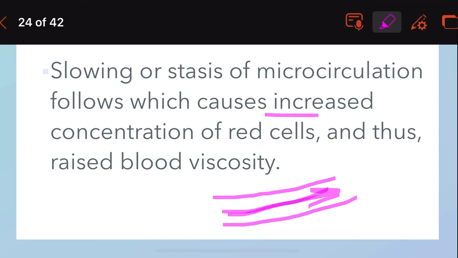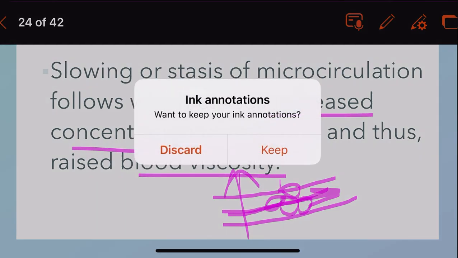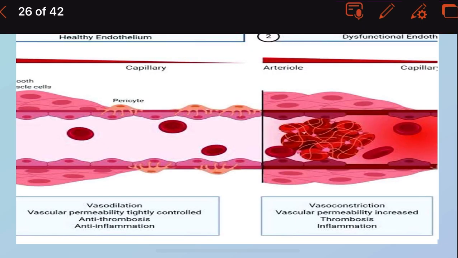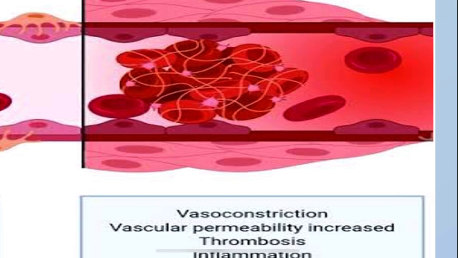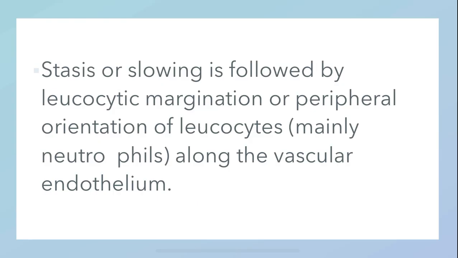It is to increase the concentration of red cells, so the red cells concentration is increased and the blood's viscosity is increased because of this. Now you can see in the picture here, the blood's viscosity is increased because of the increased red cells. Stasis, we saw now, stasis is nothing but the slowing.